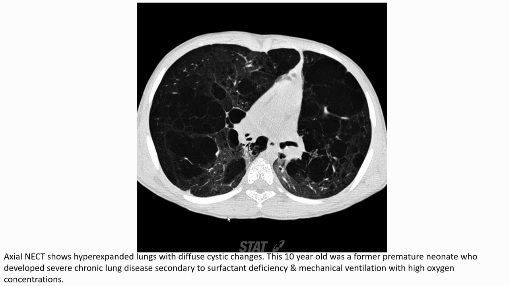A contrast-enhanced CT of the lung shows hyperexpanded lung with diffuse cystic change. This 10-year-old was a former premature neonate who developed severe chronic lung disease secondary to surfactant deficiency and mechanical ventilation with high oxygen concentration.